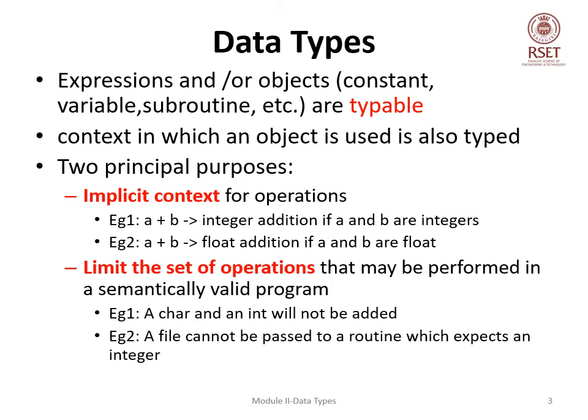Before talking about type systems and type checking, let's see what is a data type. Any object that is used in the language is typable. The object may be a single variable or it may be an expression. An expression, when evaluated to a particular value, that value has a type or data type that is valid in the language. So there are two main purposes of a data type.